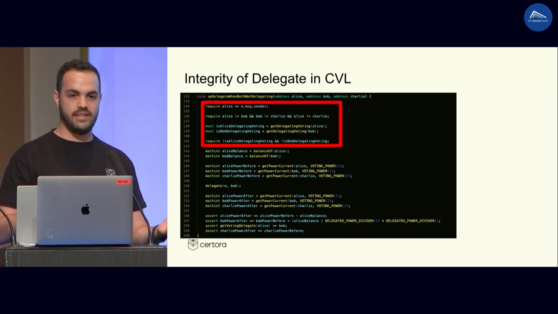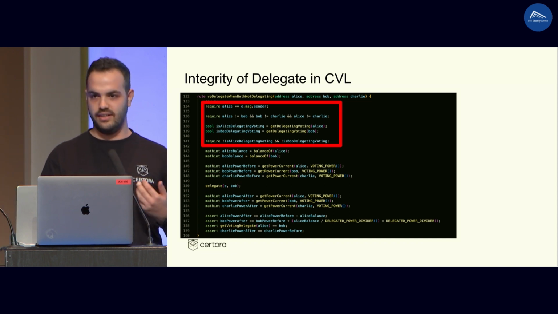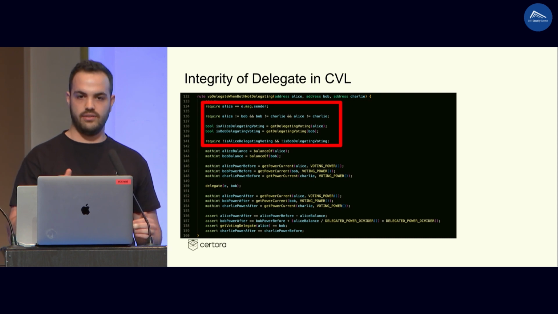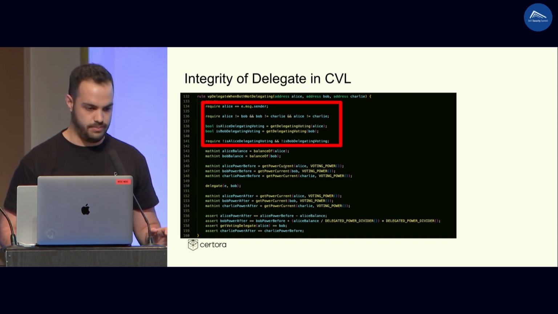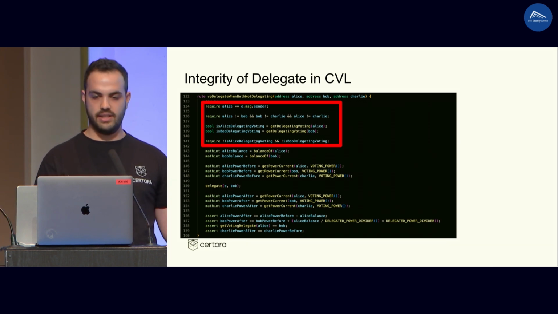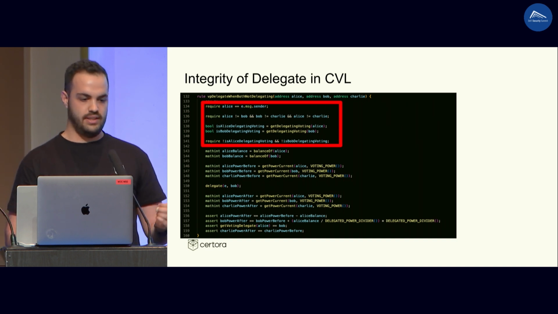And Alice and Bob can be the same person, because if someone delegates to themselves, it doesn't have a meaning for our rule currently. And then we expect that Alice and Bob don't delegate to anyone. This is the bottom require. That is, if Alice is delegating to someone, or Bob is delegating to someone, we require that they don't delegate to anyone.